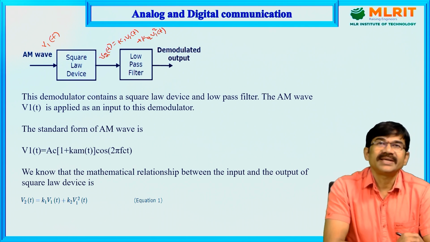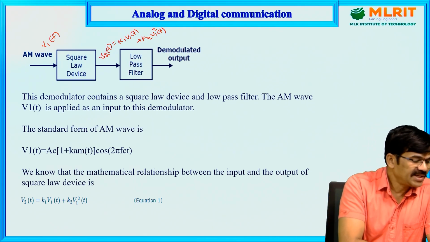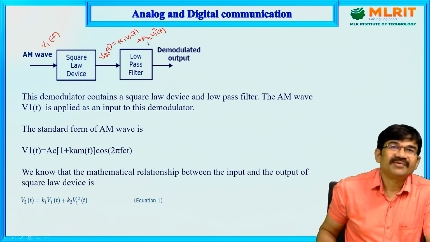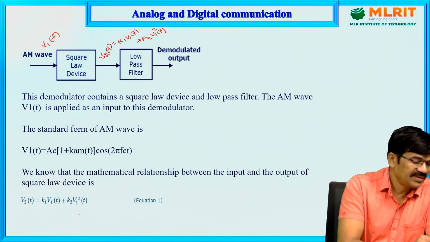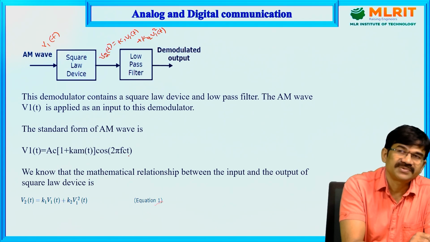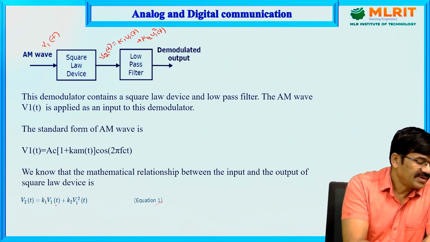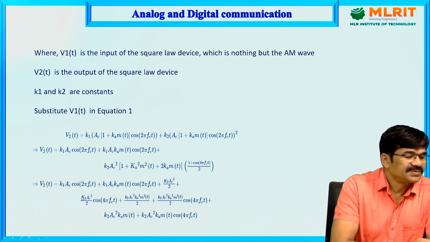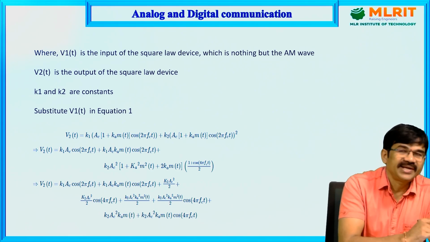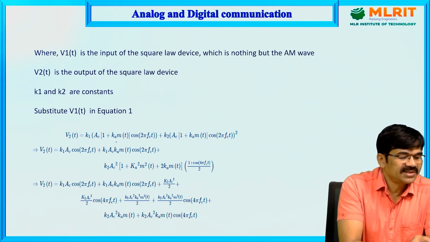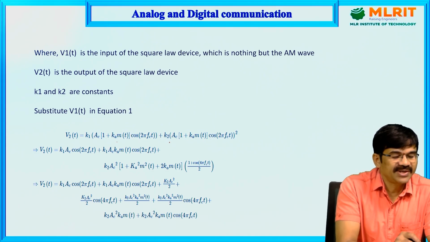Due to the square law characteristics, V2(t) can be represented as K1 V1(t) + K2 V1²(t). Substituting the value of V1(t), which is Ac[1 + Ka m(t)] cos 2πfct, into equation 1, where K1 and K2 are constants, we get K1 Ac[1 + Ka m(t)] cos 2πfct + K2 {Ac[1 + Ka m(t)] cos 2πfct}².